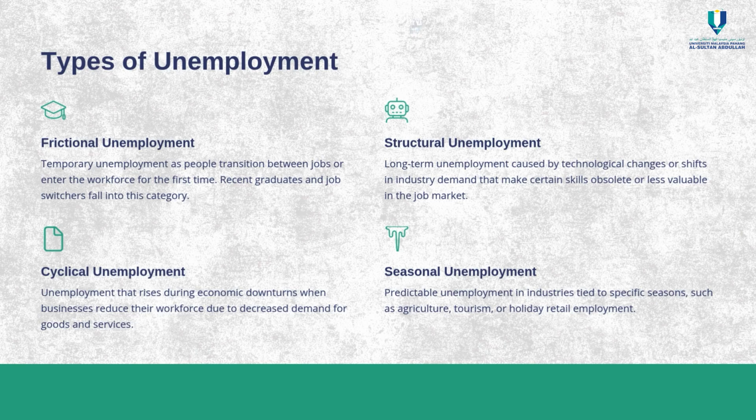Third, cyclical unemployment. This happens during a downturn in the business cycle. Fewer jobs are available when the economy slows down. And lastly, seasonal unemployment. This happens in jobs that depend on seasons. For example, fruit pickers or tourism workers during the off-season.